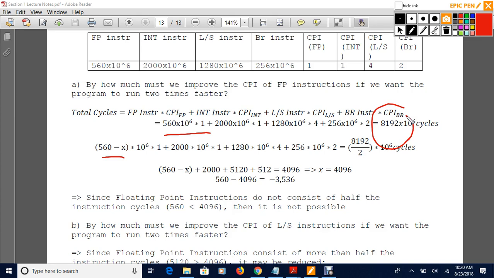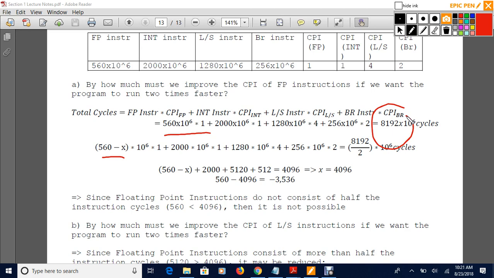Okay? So in this specific case, I have a program that's working. I know the total number of cycles. In order to get speed up, I have to cut the number of cycles in half. In this case, 560 times 1. Okay, so the answer to your question is no. I see what you're trying to ask.